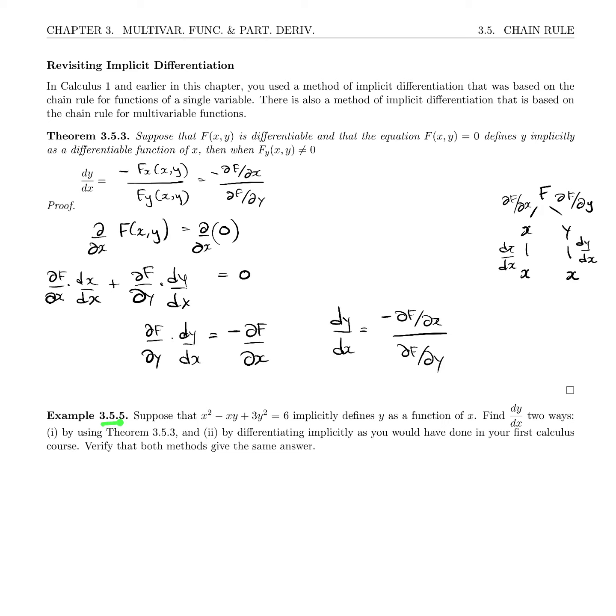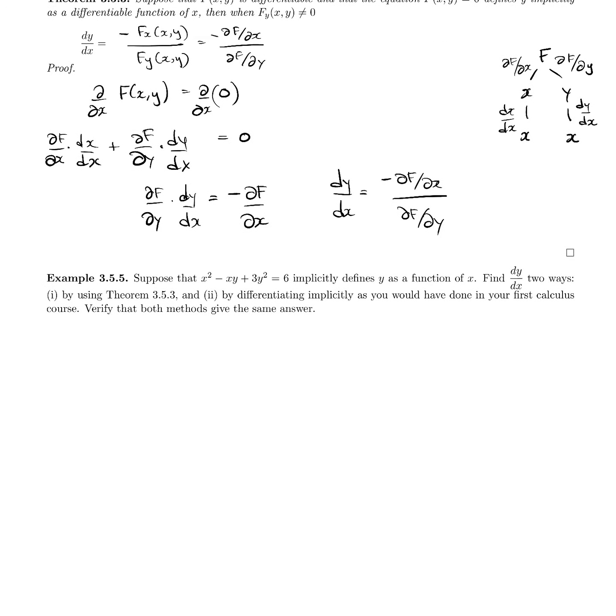So example 3.5.5 asks us to apply this theorem and to compare it to the methods that we had learned earlier. So we're given an equation x squared minus xy plus 3y squared equals 6, and we're told that this defines y implicitly as a function of x. We're asked to find dy/dx by using the theorem and by differentiating as you would have done in Calculus 1. And to verify, of course, that we do get the same answer both ways.